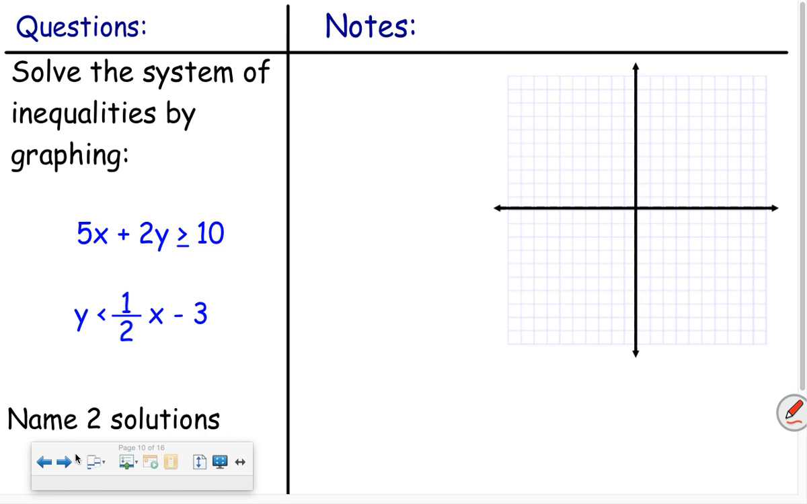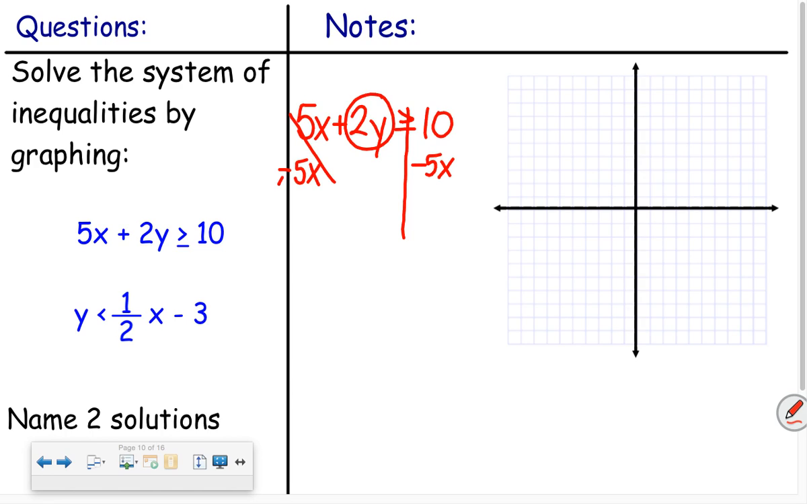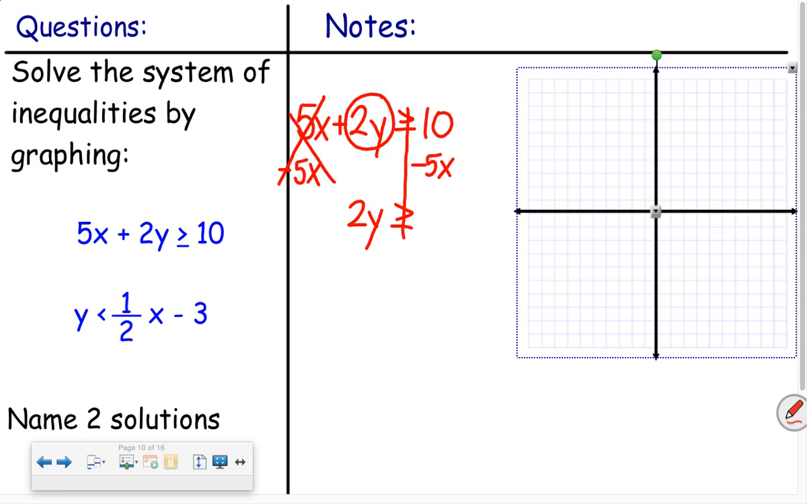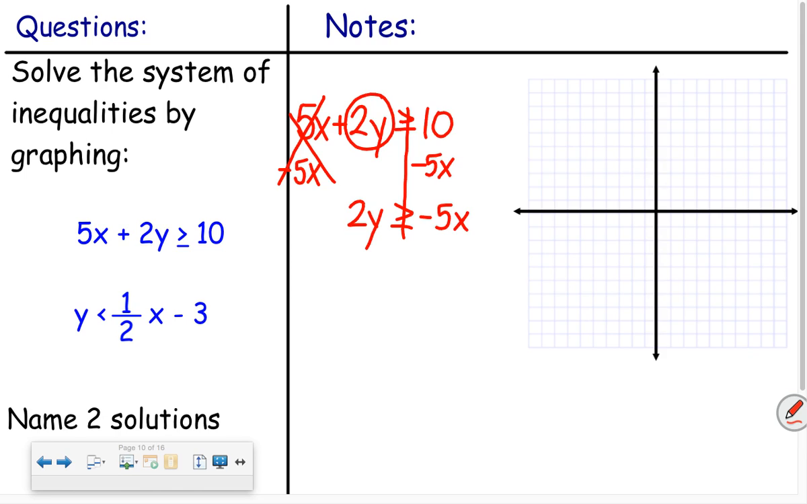So if I look at that first inequality, 5x plus 2y is greater than or equal to 10, that inequality cannot be graphed the way that it is because it's not in slope-intercept form, y equals mx plus b. So in order to get it into slope-intercept form, I need to circle my 2y and bring my 5x to the other side by subtracting. So those cancel. And then on the right-hand side, I'm left with negative 5x and 10. Remember, you cannot combine those because they're not like terms.